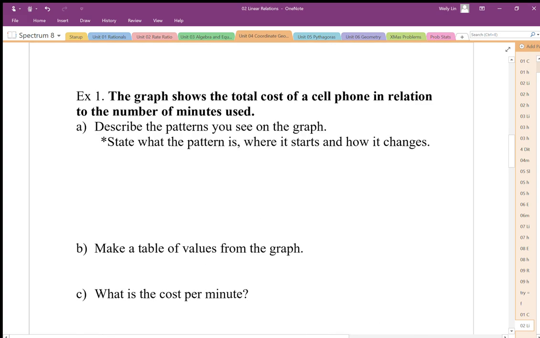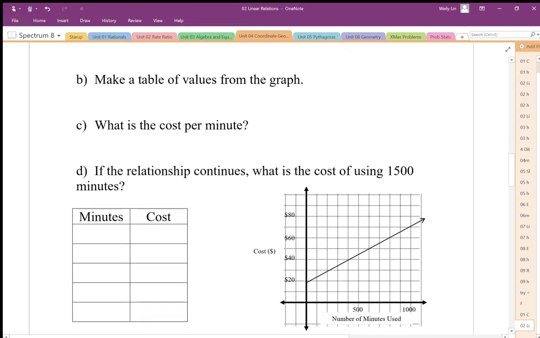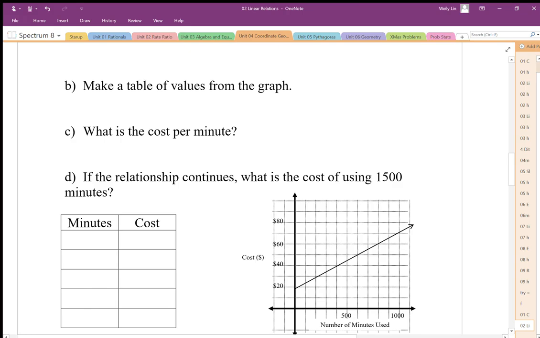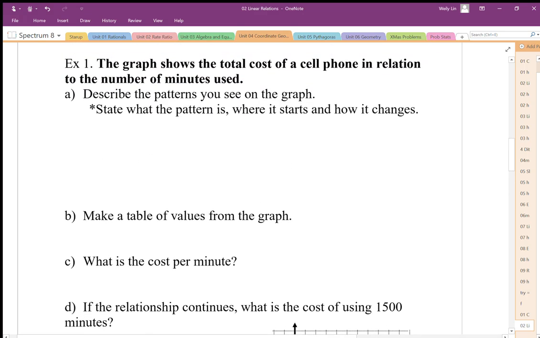This graph has an equation related to it. It has a table related to it. When we look at the graph, this is a straight line pattern. It looks like it starts at 20 and for every 100 minutes we're going up maybe about $10. So when we describe this pattern, first of all, it's a straight line pattern. This is what we call a linear relationship.